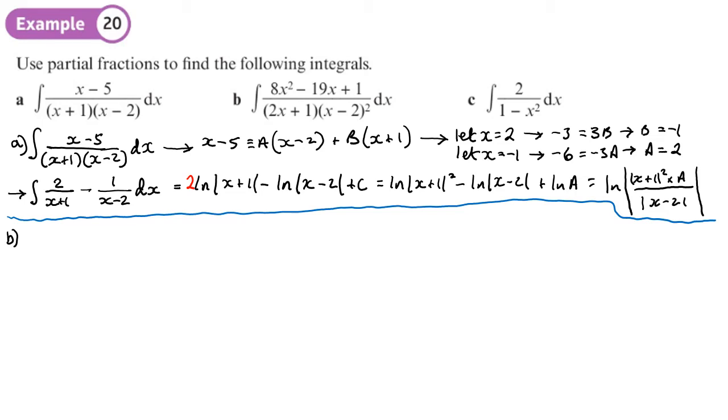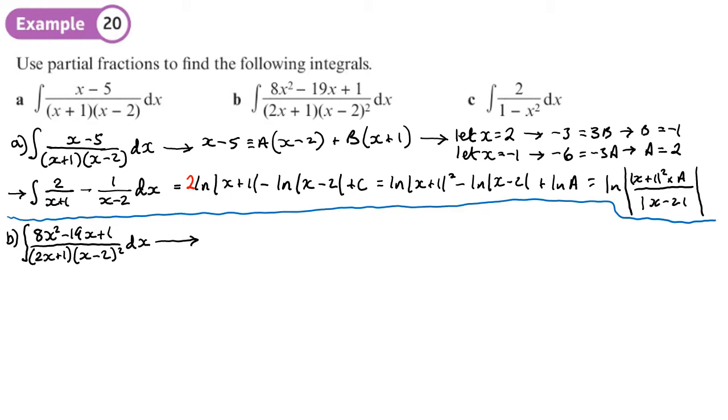Well, that looks big. Right, so what have we got? 8x squared minus 19x plus 1 all over, we got a repeated factor here as well, 2x plus 1 times x minus 2 squared dx. Right, let's see how much of this we can do in our head.